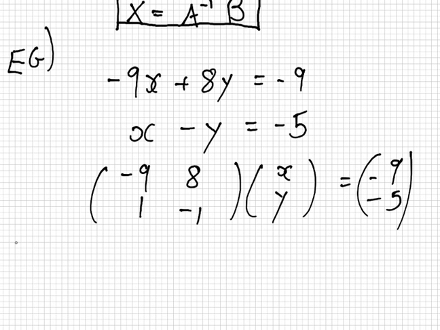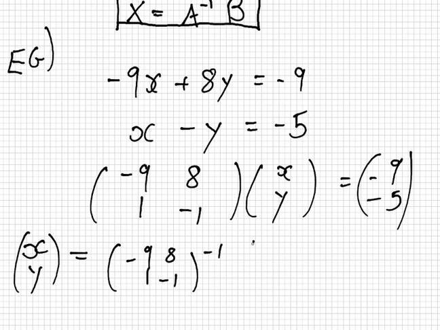You don't really need to do this step. I'm just doing it to be clear. So the answer is [x; y] equals the inverse multiply [minus 9; minus 5]. Because if you think about it, that's the A there, and that's the B there, and that's the X. And my formula is X equals A inverse B. So that's the A inverse and that's the B.